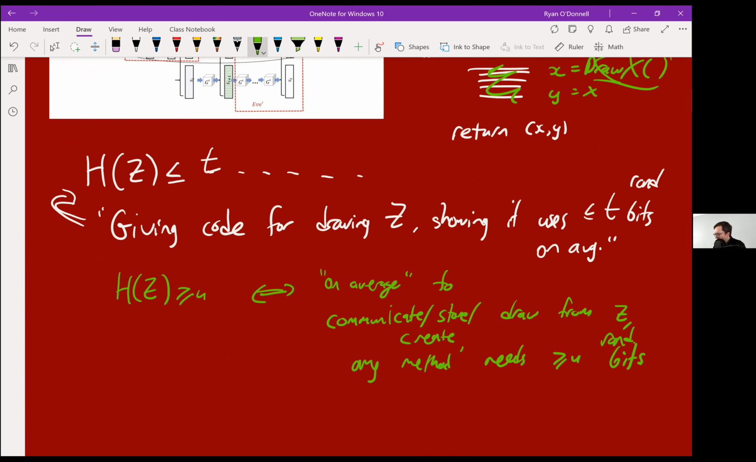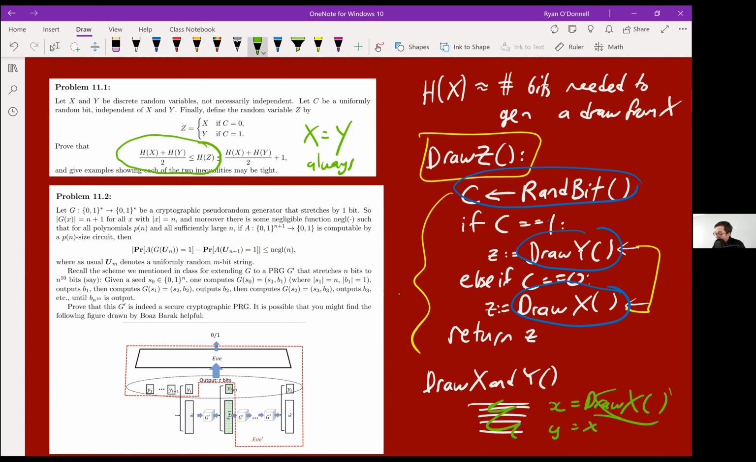And I guess in some sense, it is true that half the time you're going to have to be communicating or drawing or storing X, and half the time you're going to be doing Y. There could be some savings if you were required to draw X and Y together, if they're not independent. But be that as it may, half the time you have to at least generate X, and half the time you have to at least generate Y. So there's some kind of lower bound.